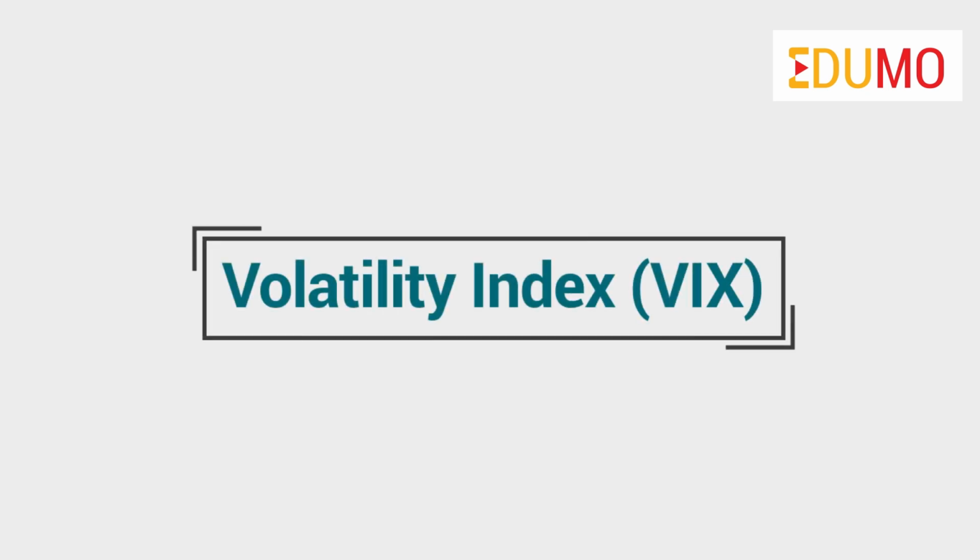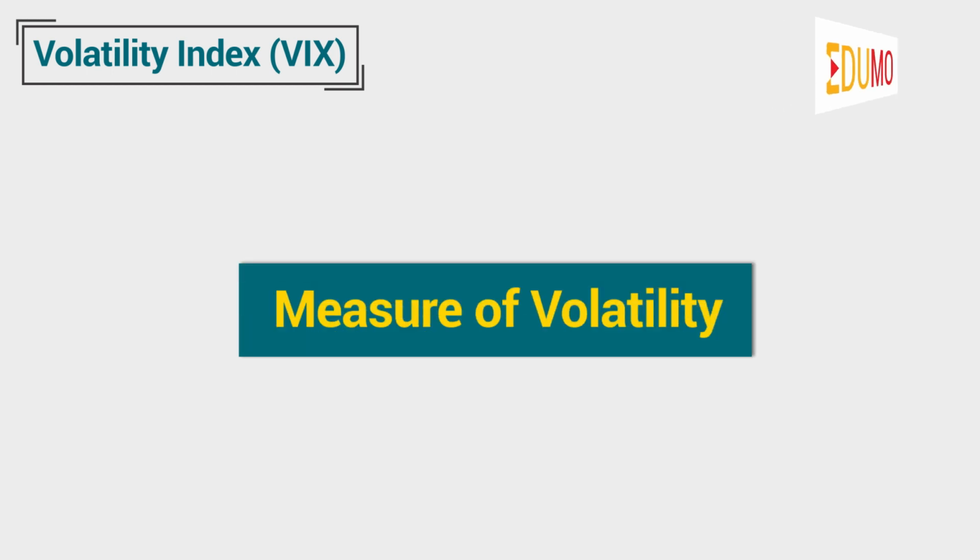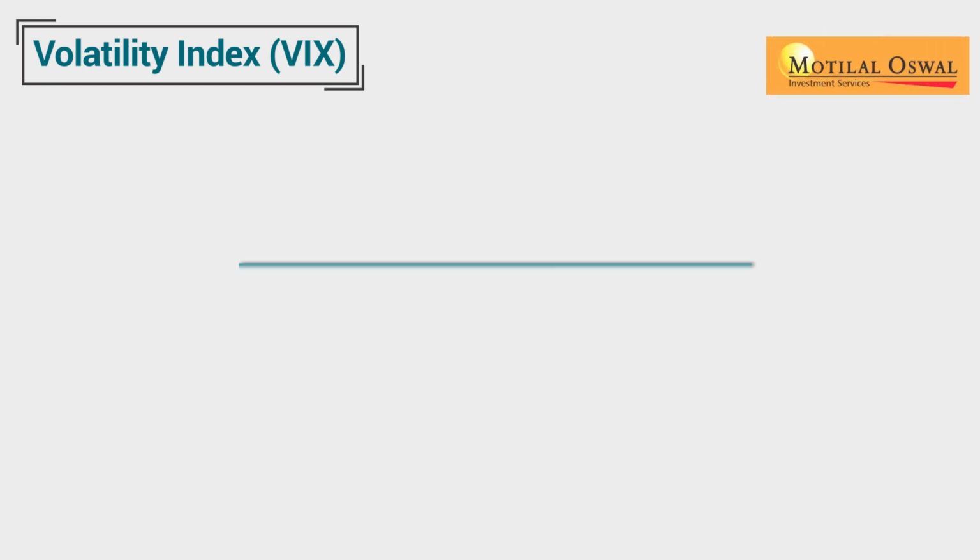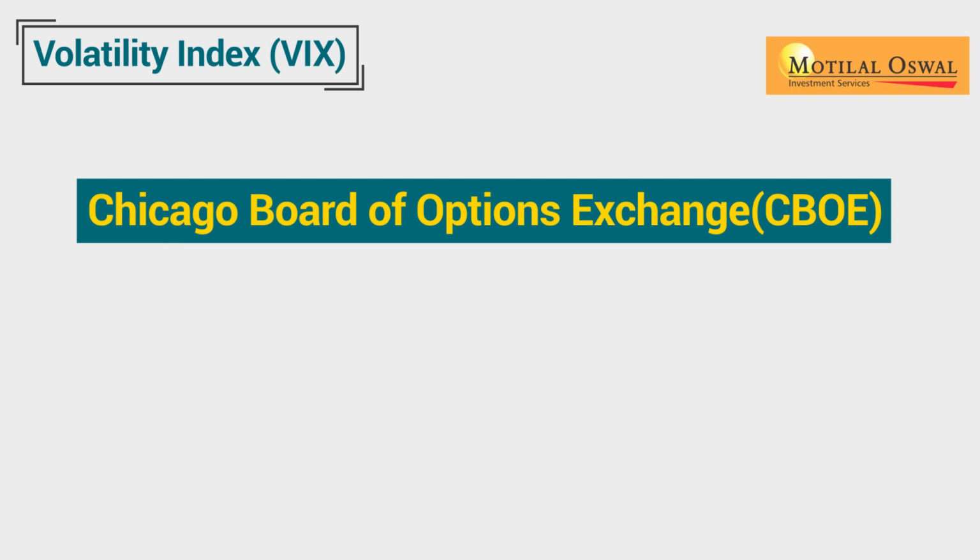Hi, let us talk about the Volatility Index or the VIX in this video. It's been a highly discussed topic and an important indicator to be tracked. VIX is basically a measure of volatility. The VIX is the Volatility Index of the CBOE, that is, the Chicago Board of Option Exchange.